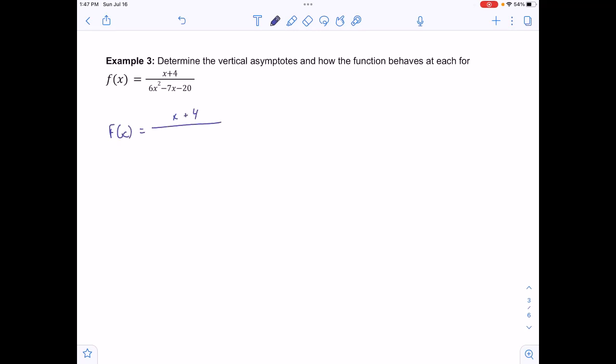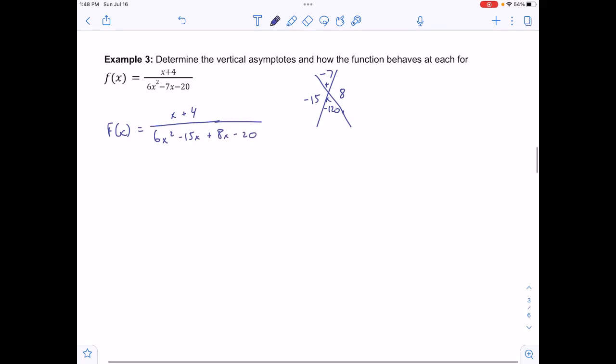I'm looking for two numbers that are going to add to negative 7 and multiply to negative 120. And those numbers are going to be negative 15, positive 8. So I'm going to decompose 6x squared minus 15x plus 8x minus 20.